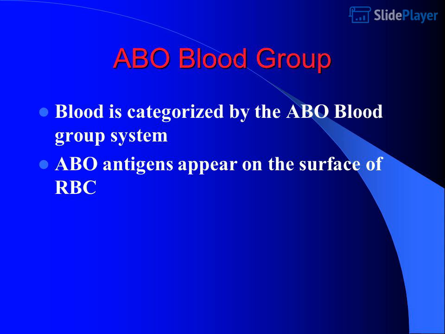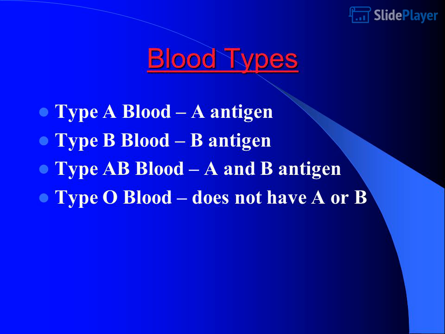ABO blood group. Blood is categorized by the ABO blood group system. ABO antigens appear on the surface of RBC. Blood types: type A blood, A antigen; type B blood, B antigen; type AB blood, A and B antigen; type O blood, does not have A or B.